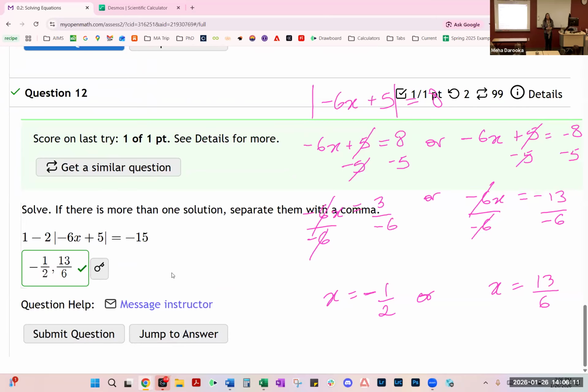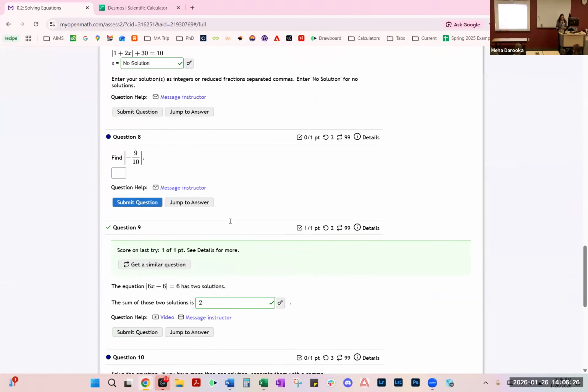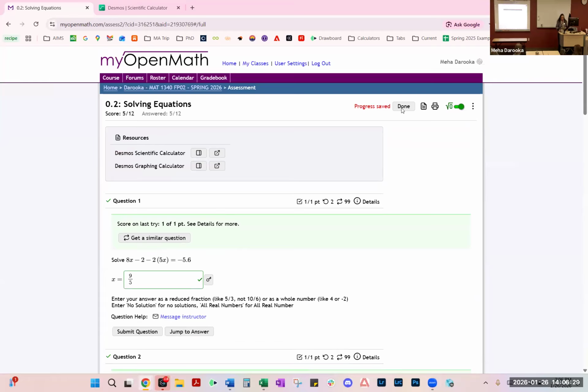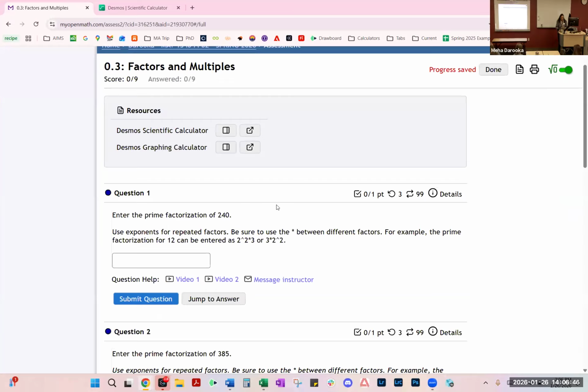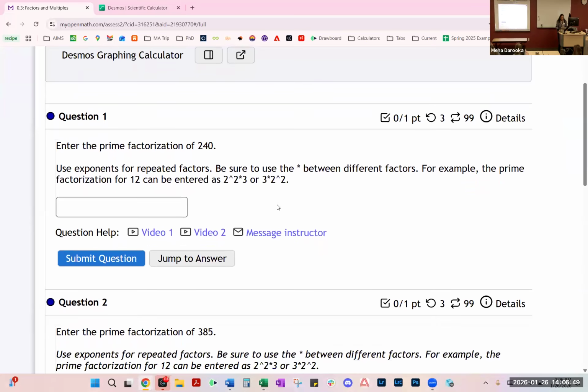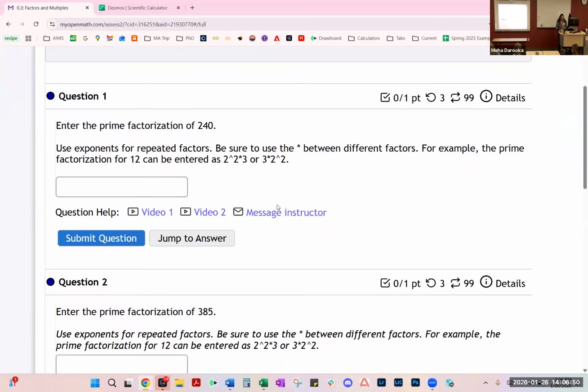Questions? Okay. So this is solving equations. You saw linear equations at the top, and then these ones were, of course, working with absolute value equations. So going to exit this and move on to factors and multiples, because being able to factor is also going to be a crucial part as we move forward with the concepts in college algebra.